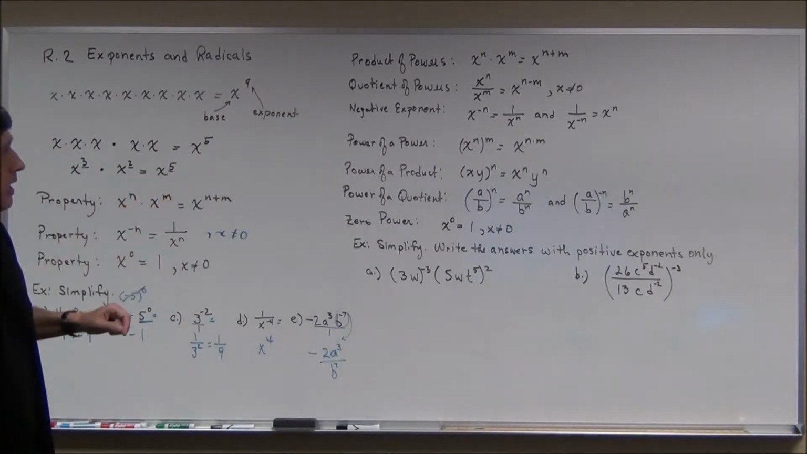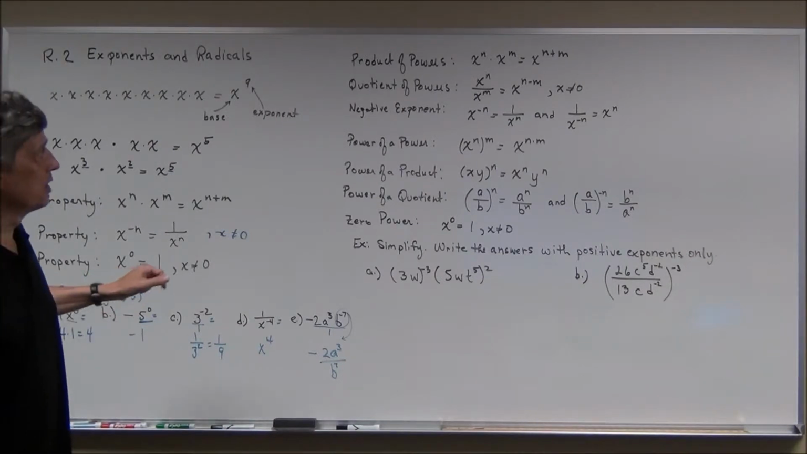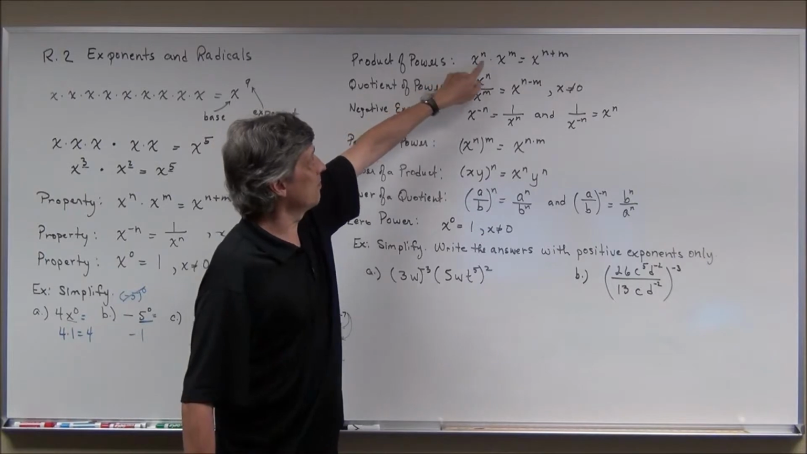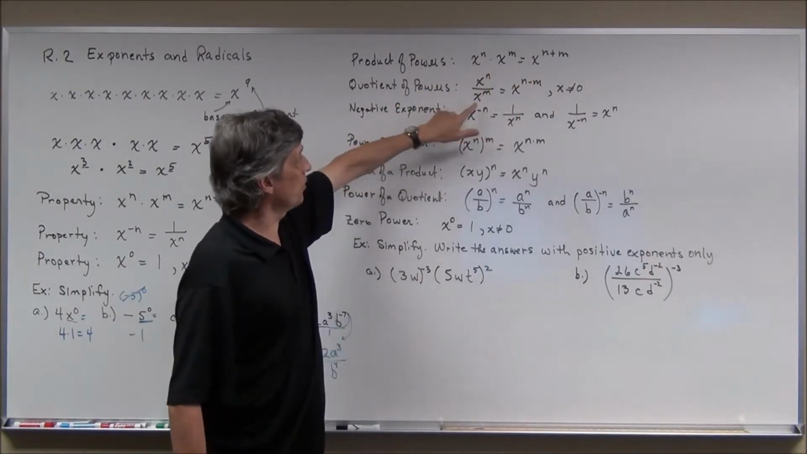Now, I wanted to point out a couple of things that weren't listed here. First off, the quotient of powers. Remember the product: if they have the same base and you're multiplying, you keep the same base, you add the exponents here.